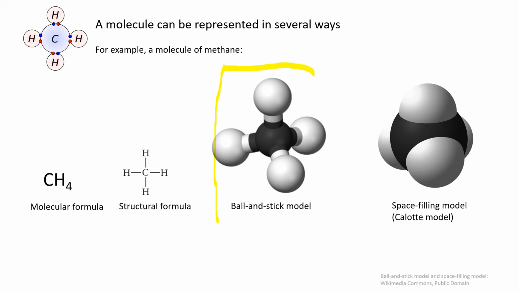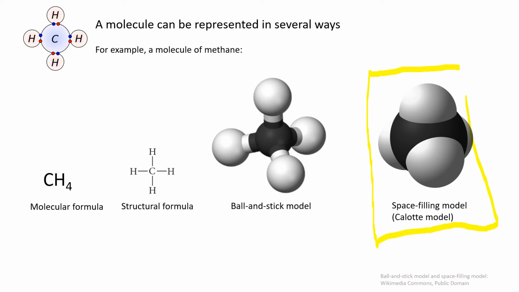Ball and stick models are three-dimensional models where atoms are represented by spheres and bonds are represented by sticks between the spheres. Atoms of different chemical elements are usually represented by spheres of different colors. For example, black is usually used to represent carbon and white to represent hydrogen, just like in this picture.